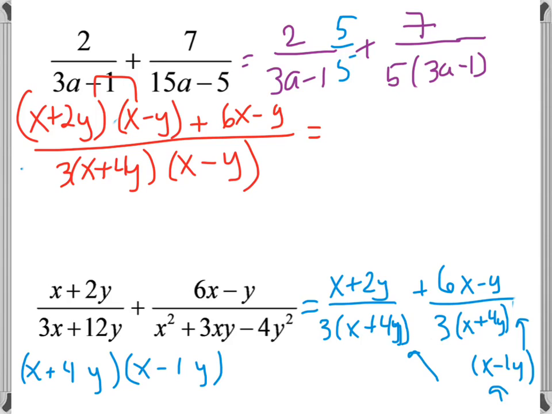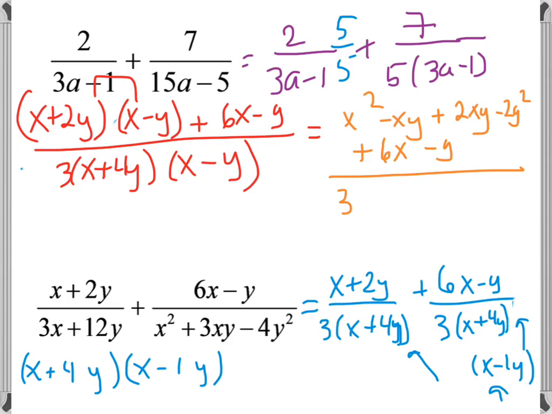So the first would be x squared minus xy plus 2xy minus 2y squared. And on the numerator, I'm just going to add them down here. I have still 6x minus y. The denominator, let's just keep that the same. Okay, and let's clean up the denominator a little bit. Actually, the denominator doesn't really clean up that well.